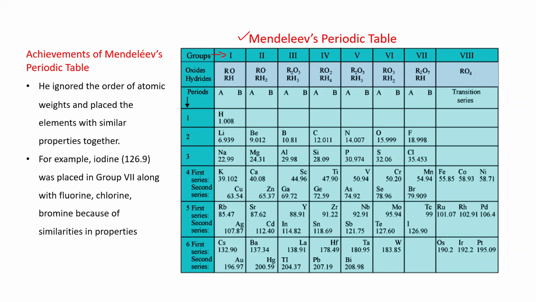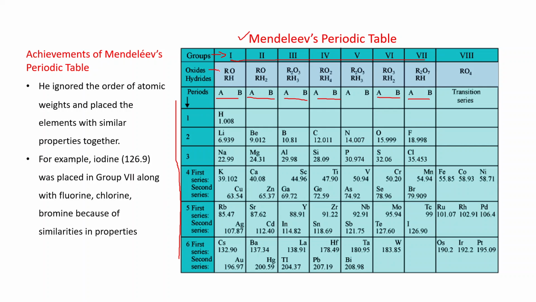There are 8 groups, starting from 1 to 8. Groups 1 to 7 are further subdivided into A and B. That is first A, first B, second A, second B, third A, third B. In the same way, fourth A, fourth B, fifth A, fifth B, sixth A, sixth B, seventh A, seventh B. And these are the periods 1 to 6, which are also known as the series.